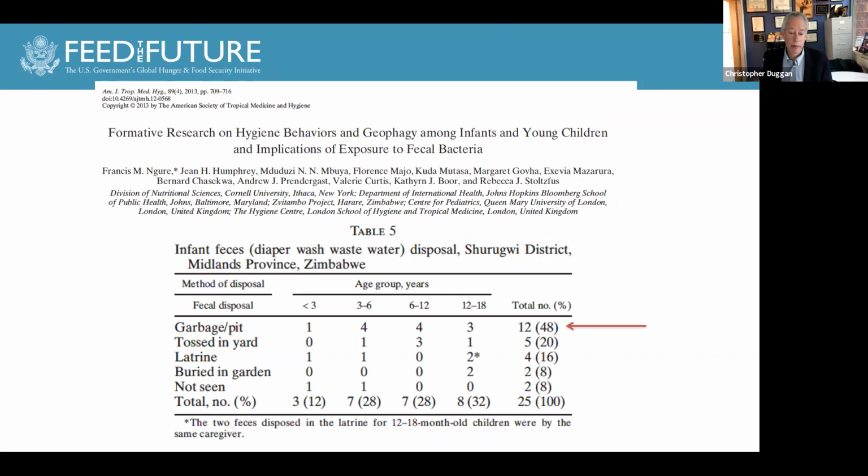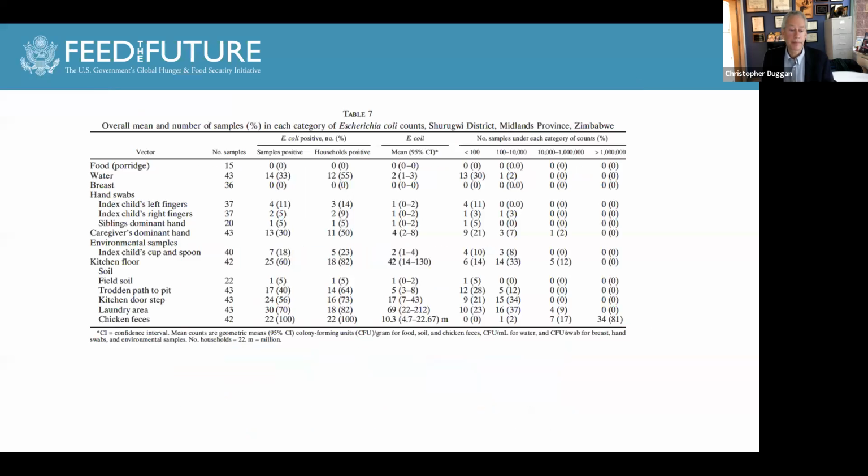Next slide. Table 5 of this paper points out that half of the people were disposing of feces in a garbage pit close to home. Next slide. In addition, the investigators cultured for E. coli, a common enteropathogen and resident in the human gastrointestinal tract and animal gastrointestinal tract. They evaluated whether food, water, skin of the woman's breast, hand swabs, and kitchen floor included E. coli.